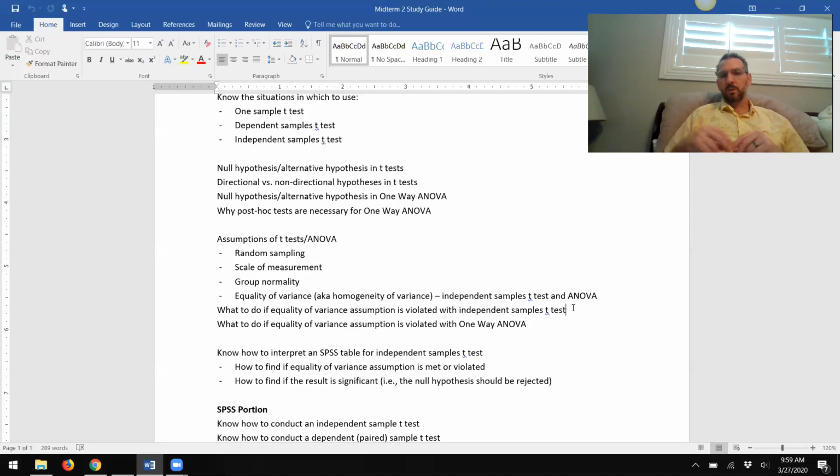If the equality of variance assumption is violated with the one-way ANOVA, you need to run the Welch test. Now, you don't need to know how to do that for this midterm. You just need to know that fact, that you would run the Welch test if the equality of variance assumption is violated.